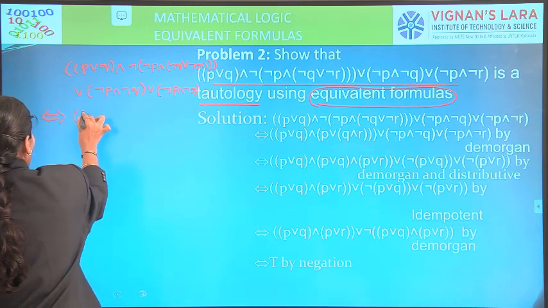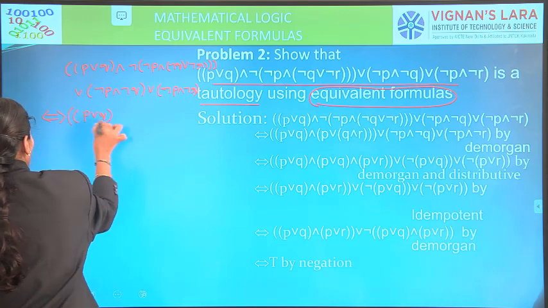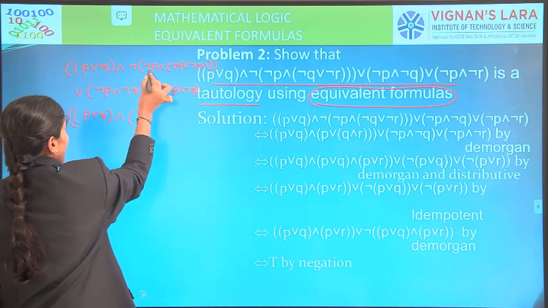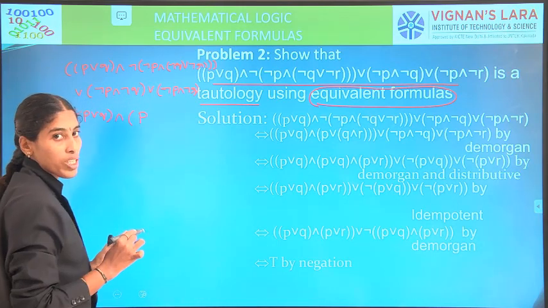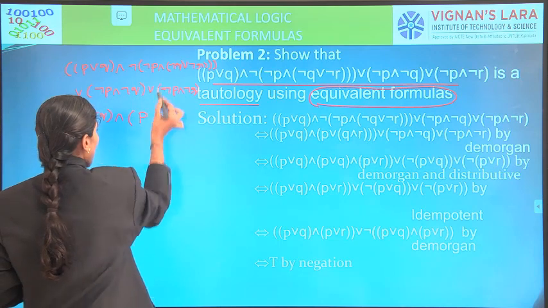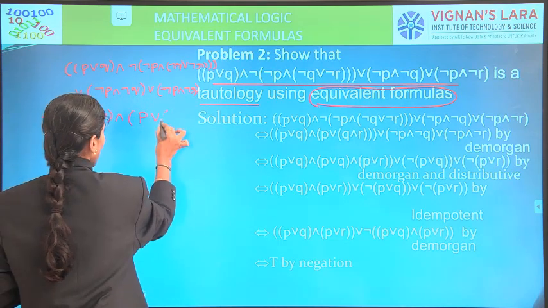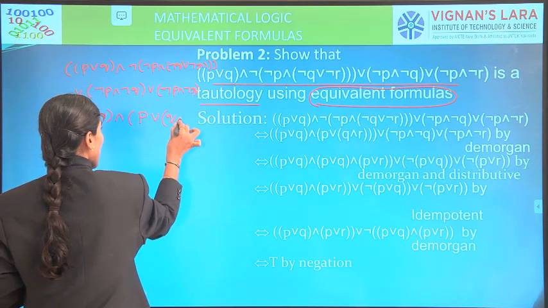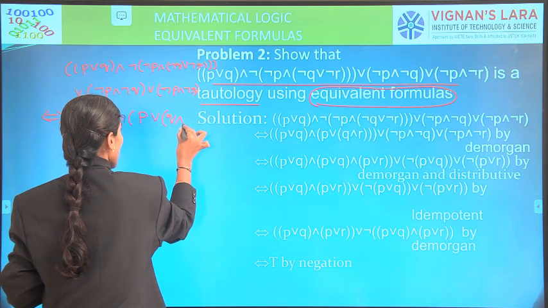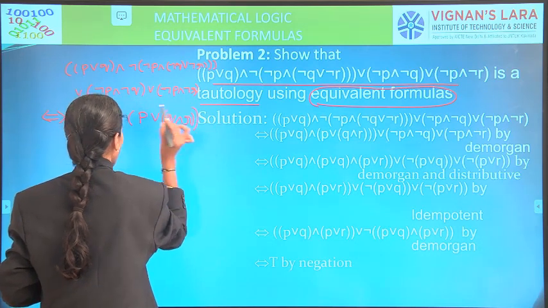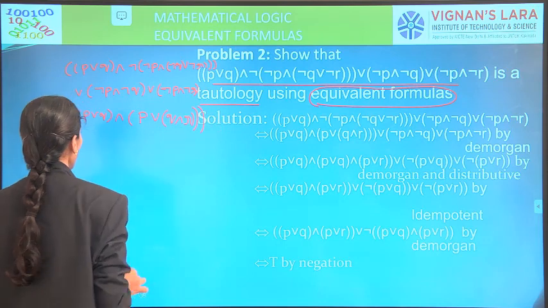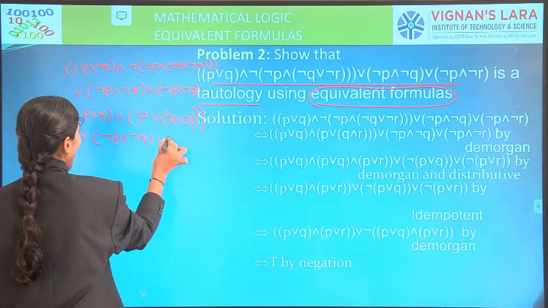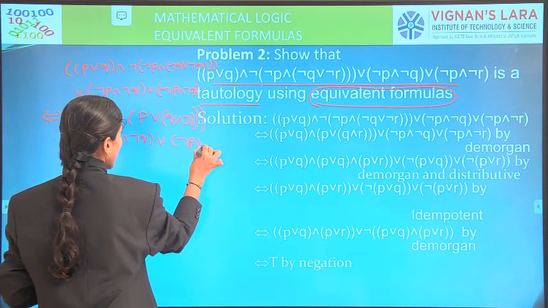We write this PRQ as it is. Take this negation inside of the brackets. Negation of negation P is P by using the negation law. When we apply negation, AND changes to OR. So negation Q changes to Q. Negation of R becomes AND. Negation of negation R is R. Right, first expression completed. Now, R, negation P and negation Q or negation P and negation R.